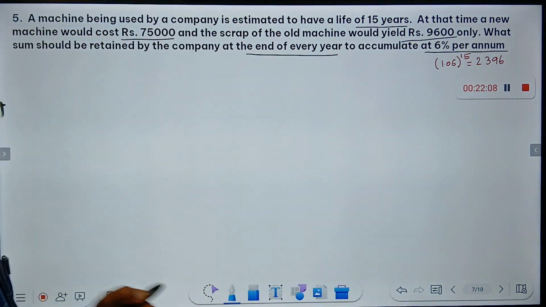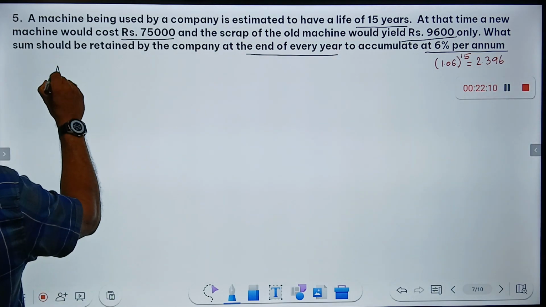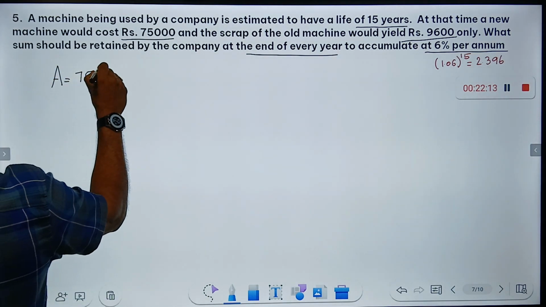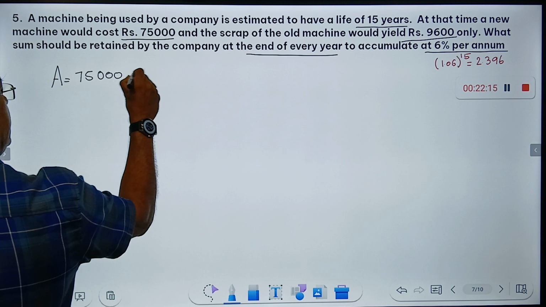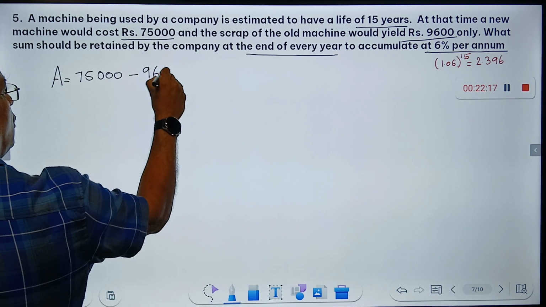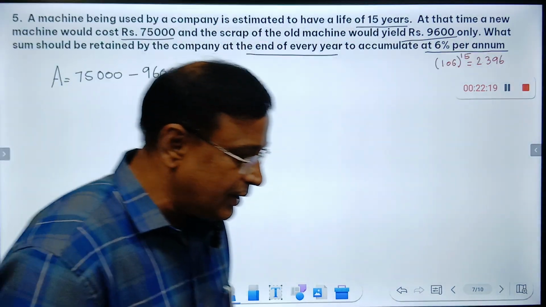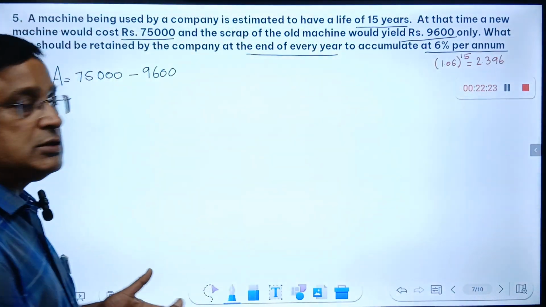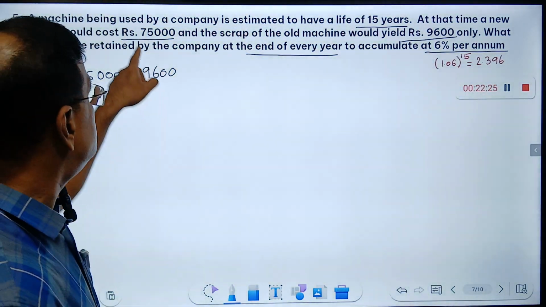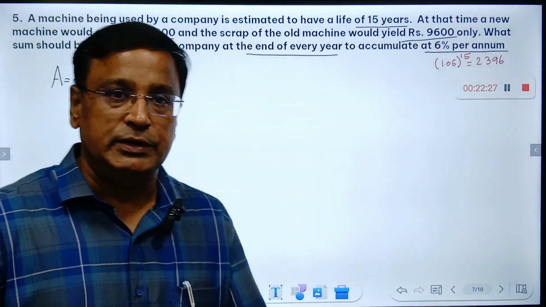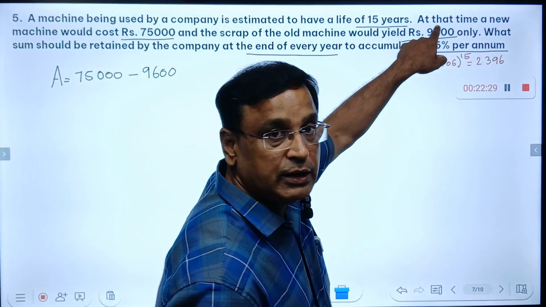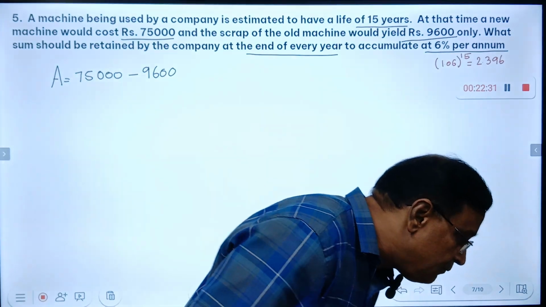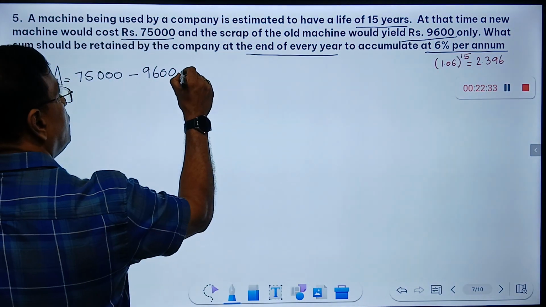It's exactly the previous question. So what is my amount? It is definitely not 75,000. I need to subtract my scrap value also. Why do I subtract the scrap value? You know it, because I already have 9,600, but my machine cost is 75,000. So I don't have to put 75,000. I already have this much money from the old machine. So if you subtract this, you get 65,400.